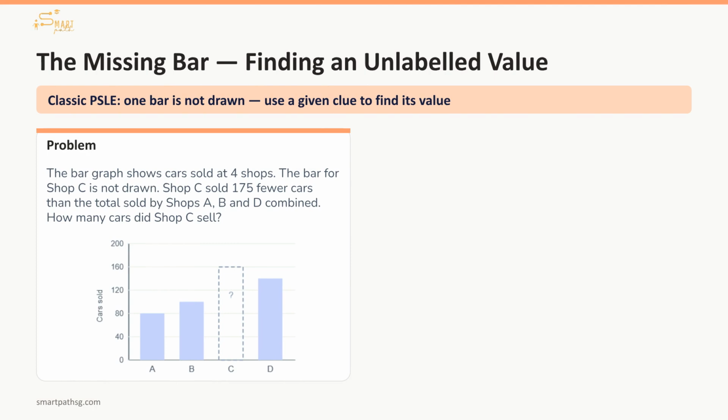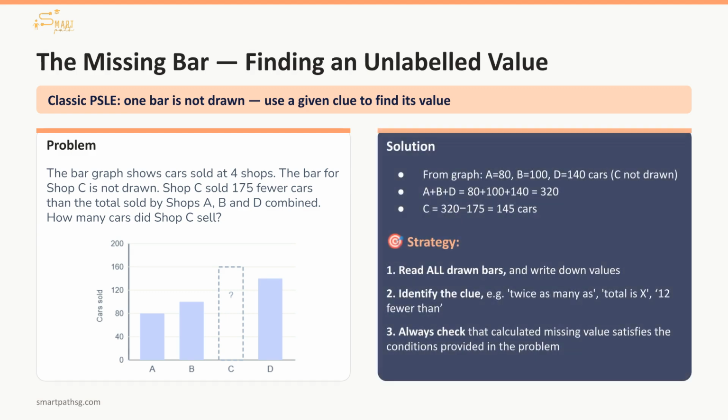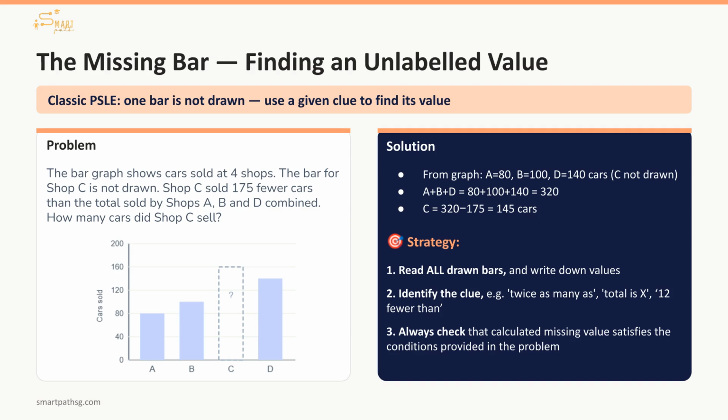In this example, shop C is not drawn. We are given the combined total of shops A, B, and D, and a relationship between this total and shop C. Pause the video and give it a try yourself first. To find the missing bar, you must read all drawn bars and note their values. Use these values to calculate the total of A, B, and D. Finally, apply the clue to determine the value of C. Always verify that your answer satisfies the initial condition. Did you get it right?